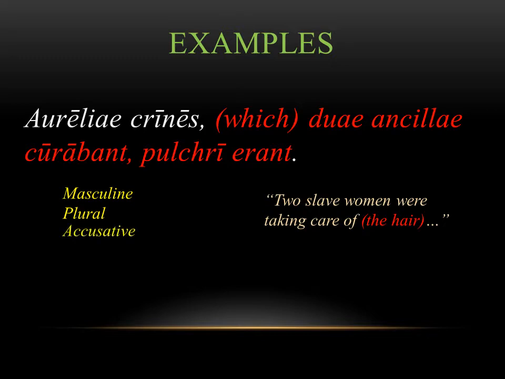This process of thinking backwards helps me realize that the word I need here for the relative pronoun needs to be masculine, plural, and accusative in this sentence. If I put it all together, the relative pronoun I'm after would be quos. So the full sentence would be Aureliae crines, quos duae ancillae curabant, pulchri erant. The hair of Aurelia, which two slave women were taking care of, was beautiful.